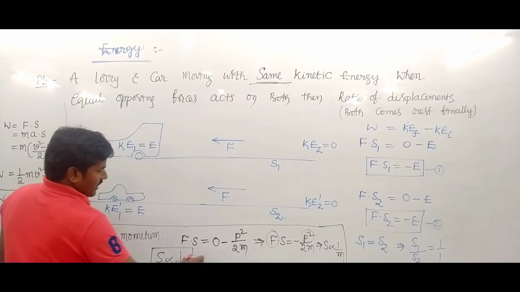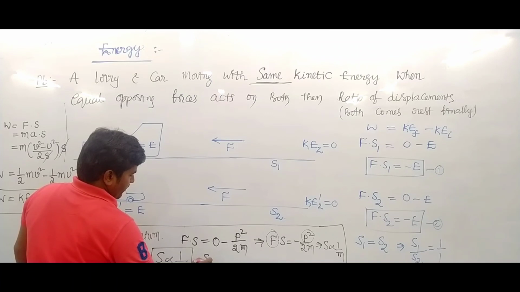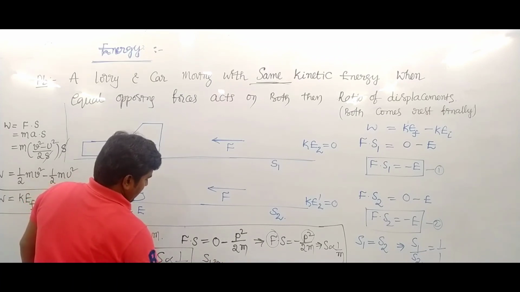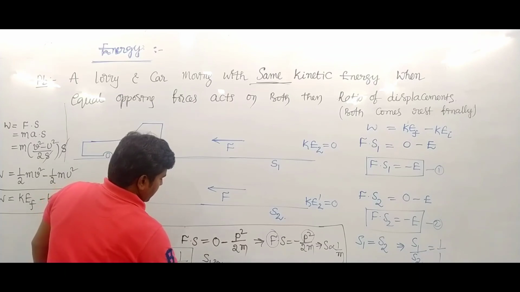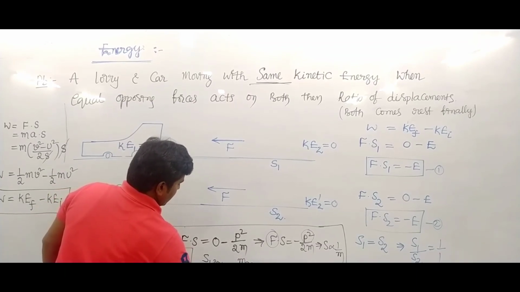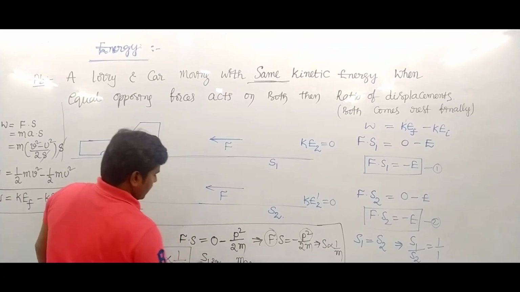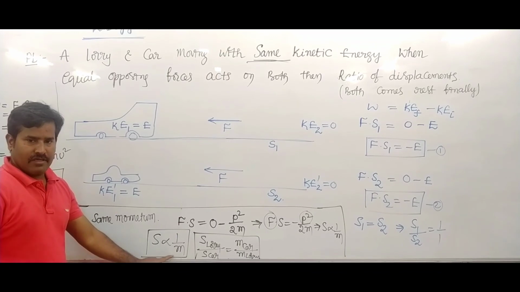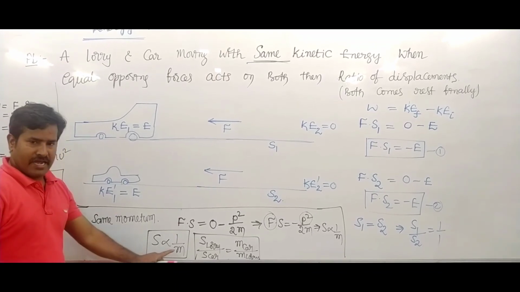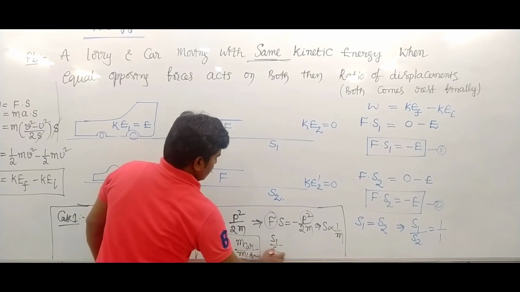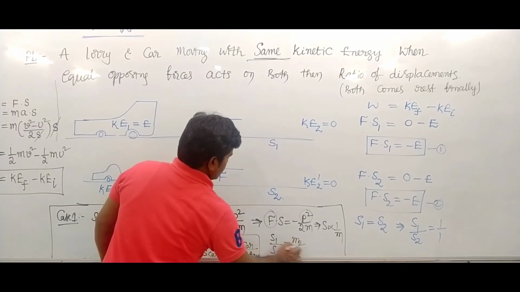In this condition, the ratio of displacement of the lorry upon displacement of the car equals mass of car upon mass of lorry. So this is the displacement ratio, S inversely proportional to M. So this is written as S1 by S2 equals M2 by M1. S1 by S2 is written as M2 upon M1.